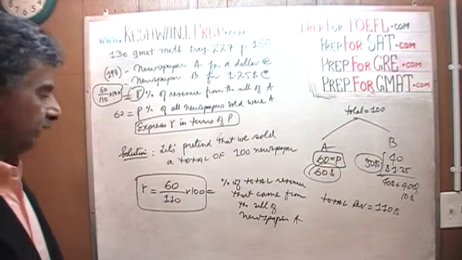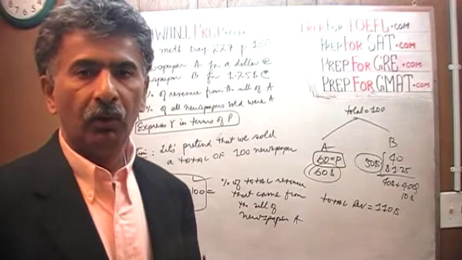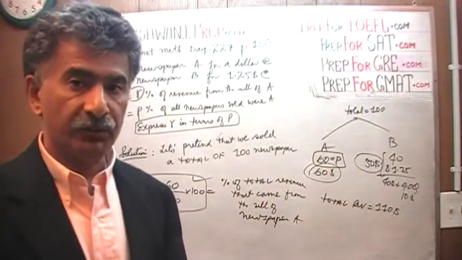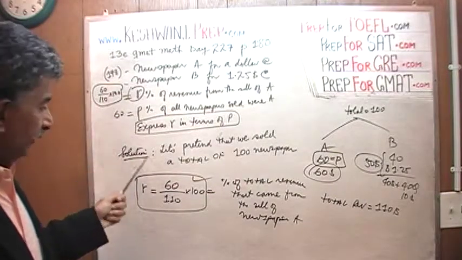Express R in terms of P. That's it, we are done. This is our answer. Problem is done. All we have to do is go through each single one of the answer choices. Wherever we see P, we're going to replace it with 60 until we find our answer.